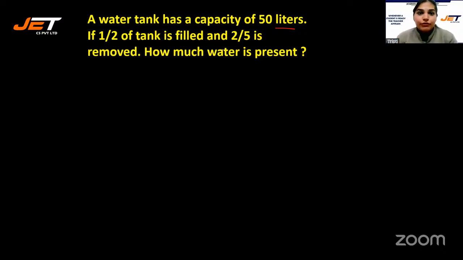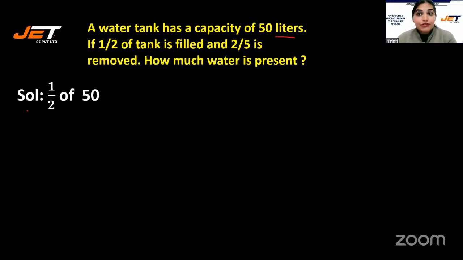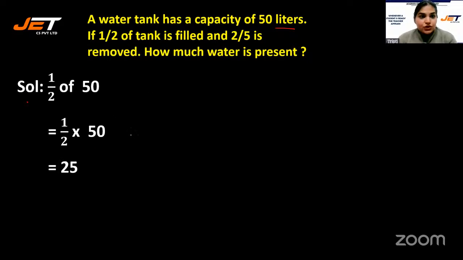So we are doing fractions of. Here, half of 50. We need to first find out what is half of 50 liters. Right. So what is half of 50? We know verbally, even without calculation, that half of 50 is 25. But let me tell you how we do it. Half of means times 50. So 1 by 2 times 50. 1 times 50 is 50 divided by 2, which is equal to 25. So we can say that 25 liters of water was there.